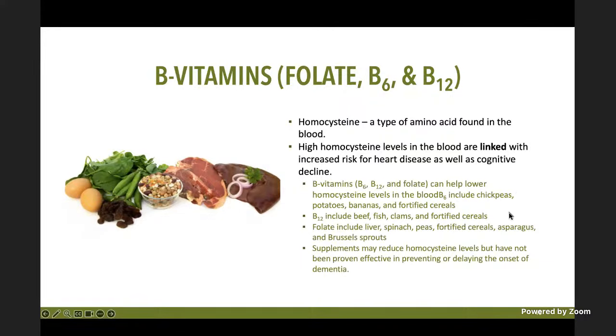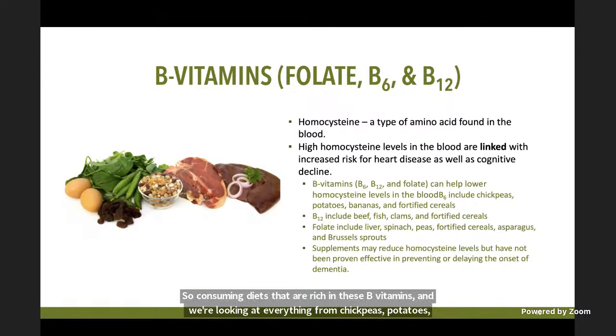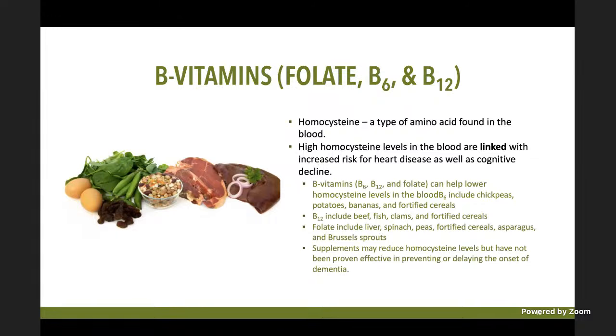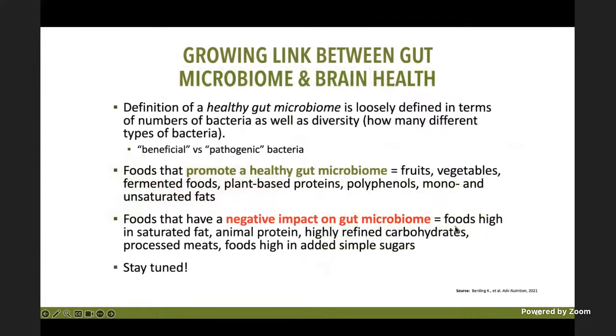So again, this is where the food versus supplement debate continues. And as a dietitian, I'm pro food. There are some nutrients, B12 is one, that as you get older, you may need a little bit more from a supplement or fortified foods. But for the most part, if we could get our nutrients from food, that would be better.